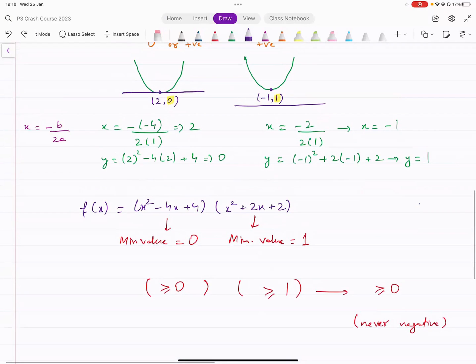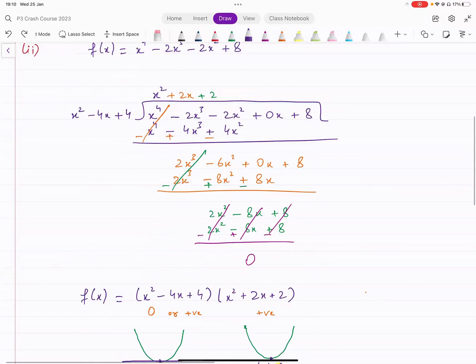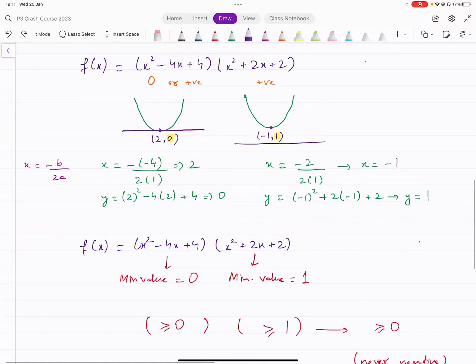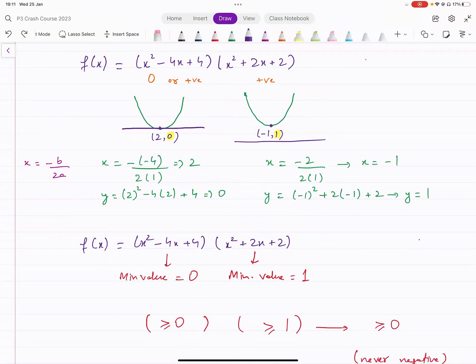Does that make sense? This is slightly tricky. This is the slightly trickier part of this topic as compared to the other concepts that we've done. All you have to do is whatever polynomial you have, you're going to break it down into factors first. Mostly it's going to be quadratic and linear factors. Then you think about that quadratic factor. What does its graph look like? You look at the turning point, and then give your reasoning based on that turning point.